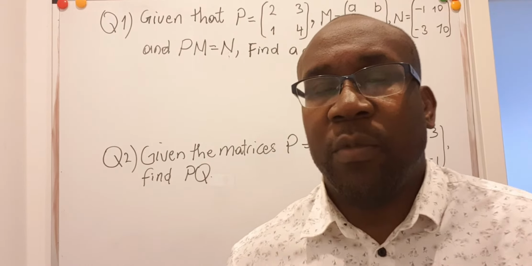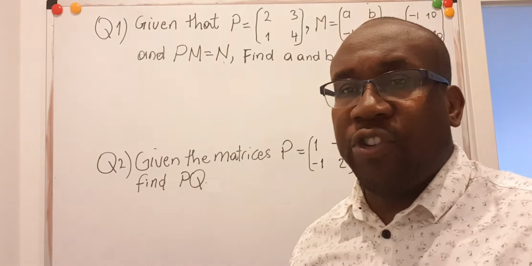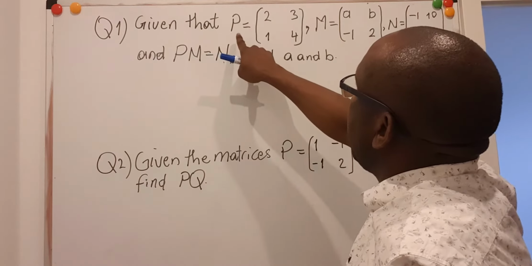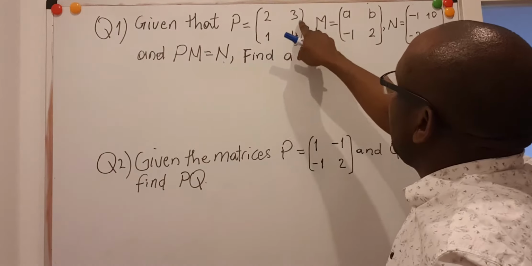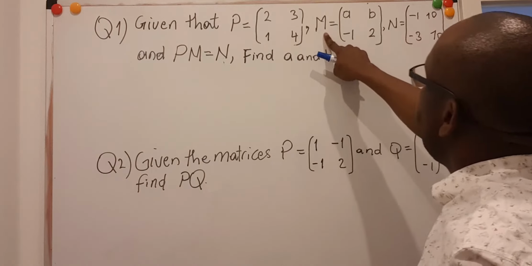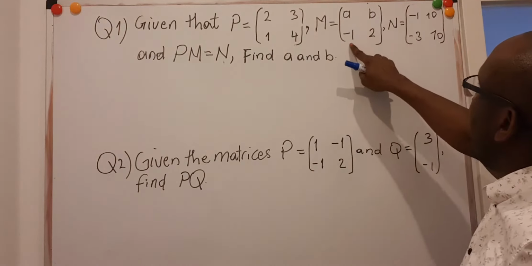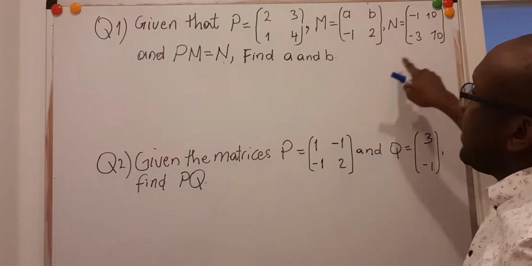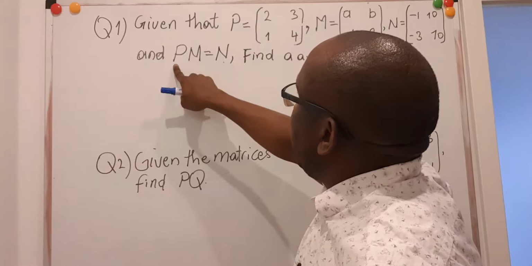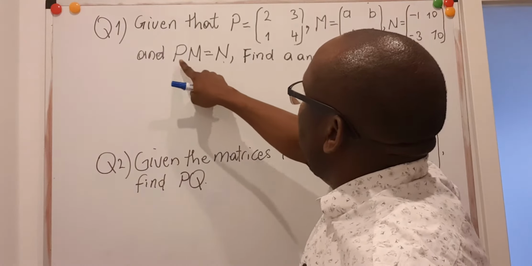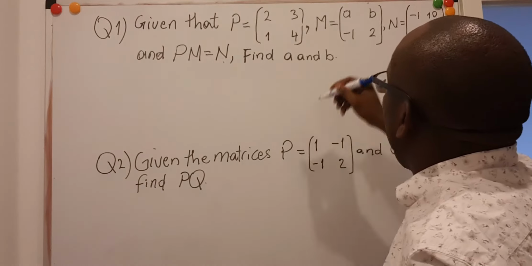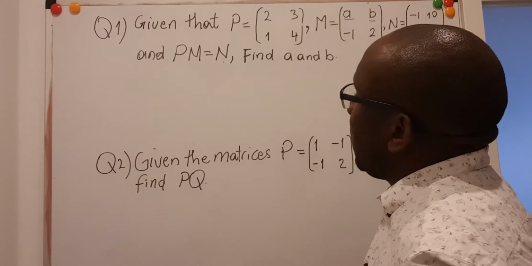I'm Dr. Anumendem. We'll look at two ordinary level questions today on matrices. So the first question says, given that the matrix P is 2, 3, 1, 4, M is A, B, minus 1, 2, and N is minus 1, 10, minus 3, 10, and that PM is equal to N. So P multiplied by M is equal to N. Find A and B.